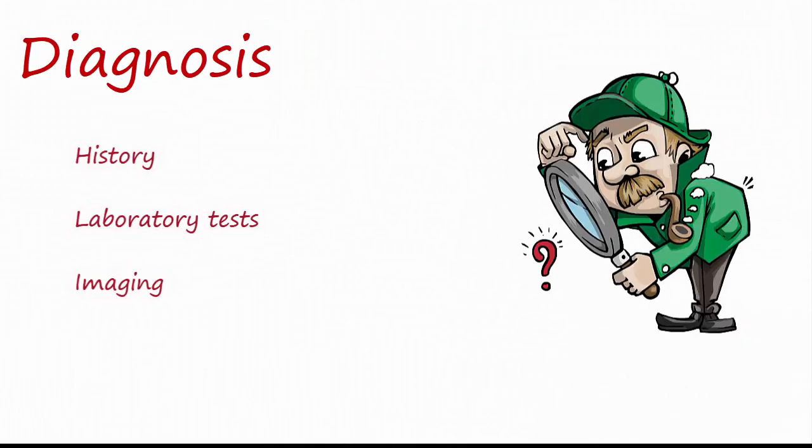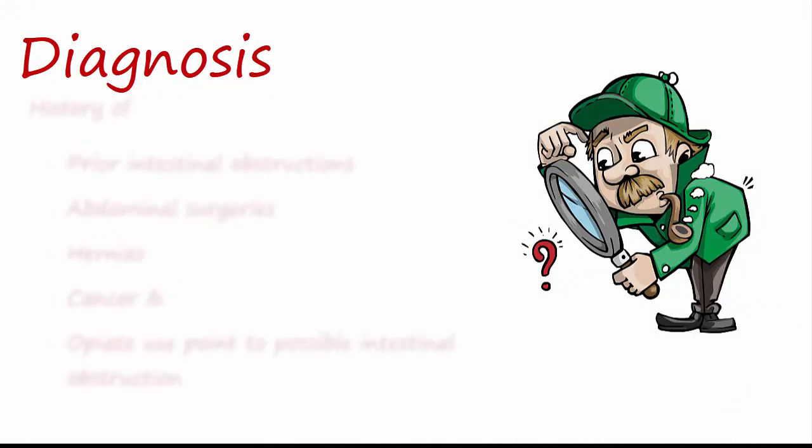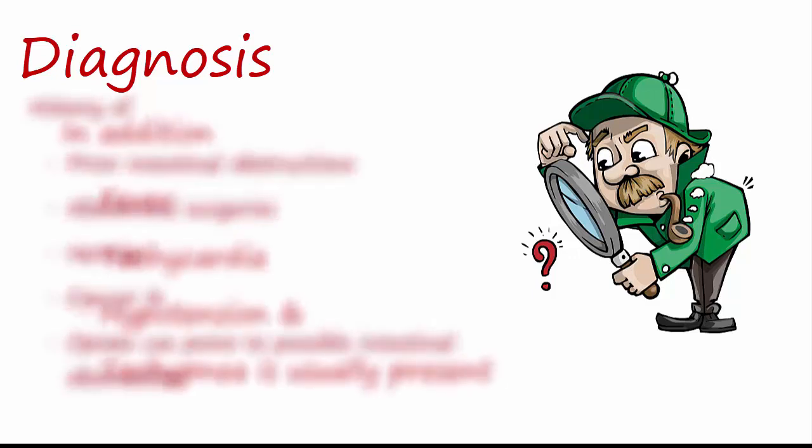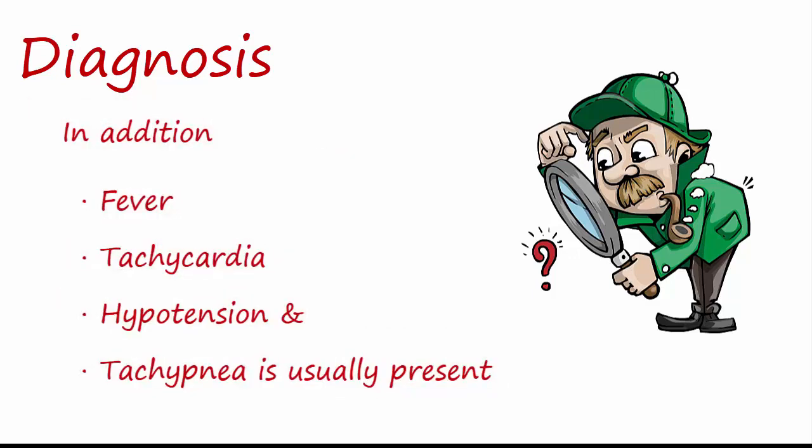Diagnosis. As always, a thorough history is of paramount importance. History of prior intestinal obstructions, abdominal surgeries, hernias, cancer, and opiate use point to possible intestinal obstruction. In addition, fever, tachycardia, hypotension, and tachypnea are usually present.